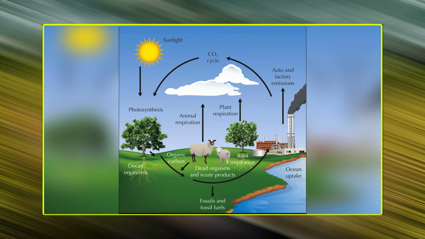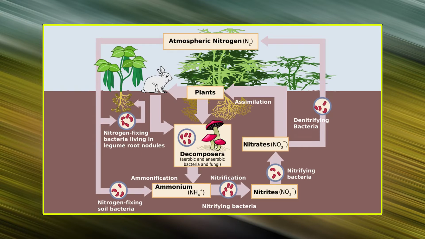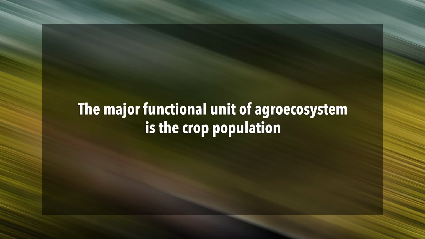The function of agroecosystems is related to the flow of energy and cycling of materials through the structural components of the ecosystem, which is modified through the level of input management. The total amount of energy that flows through an agroecosystem depends upon the amount fixed by plants or producers and the inputs provided through management. The major functional unit of agroecosystem is the crop population. It occupies a niche in the system, playing a particular role in energy flow and cycling of nutrients.